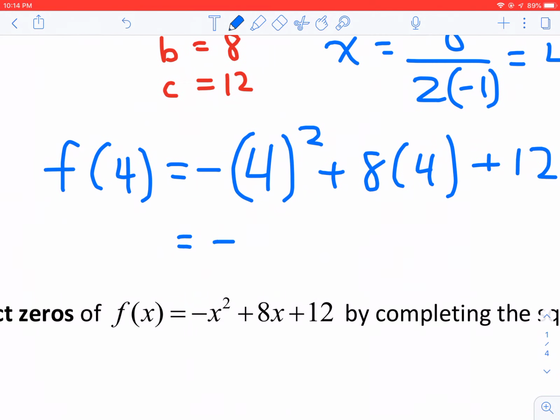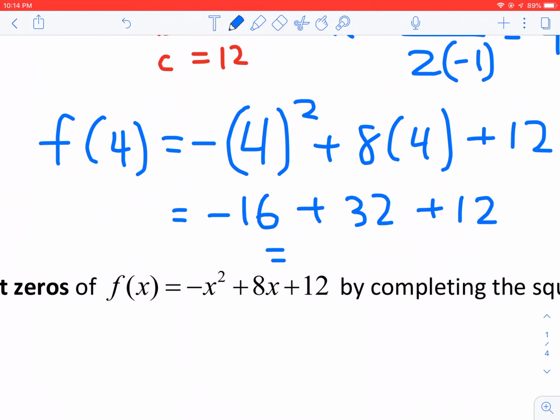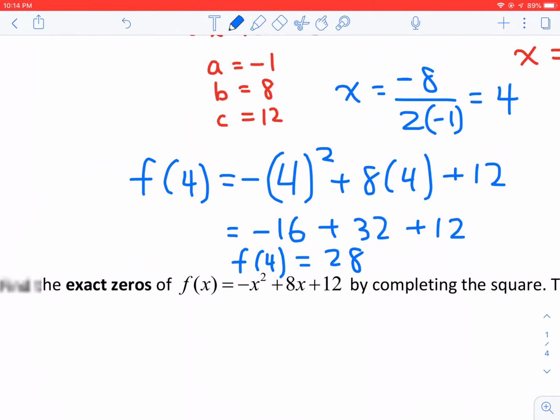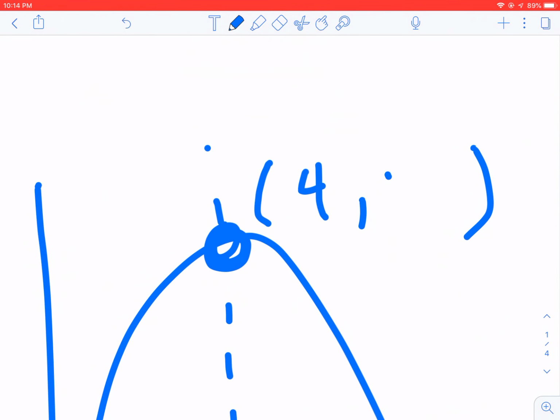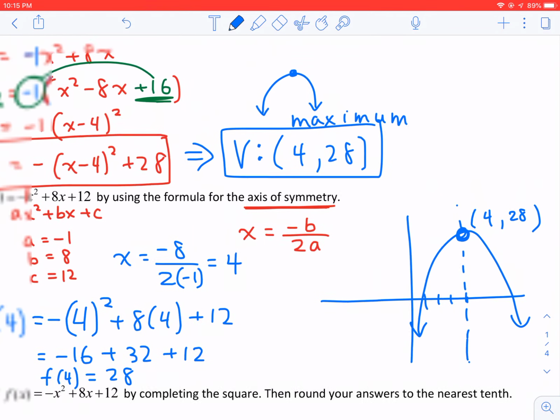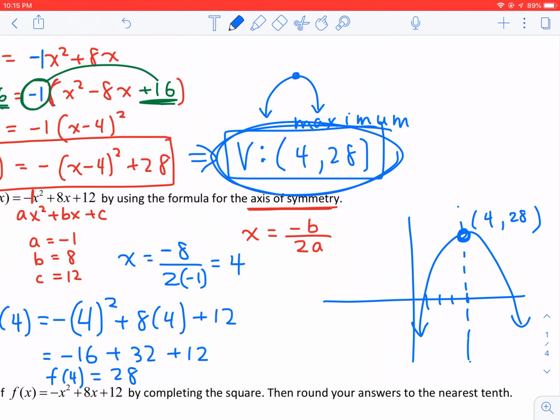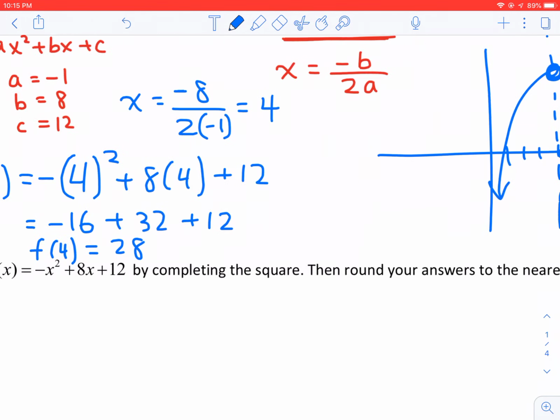And that's going to equal negative 16 plus 32 plus 12, which is negative 16 plus 44, which is 28. So when x is 4, the function equals 28. In other words, f of 4 equals 28, or we have the point (4, 28) again. Right? So same vertex, a completely different method.